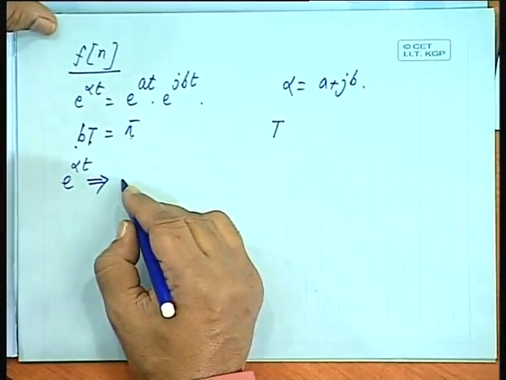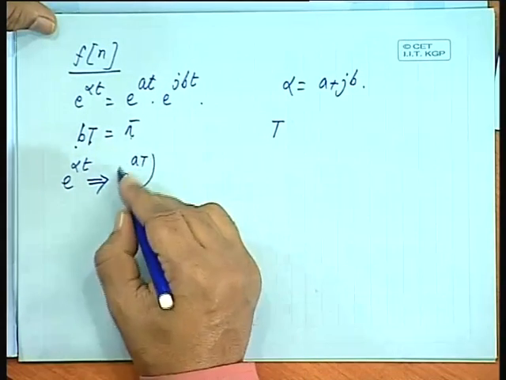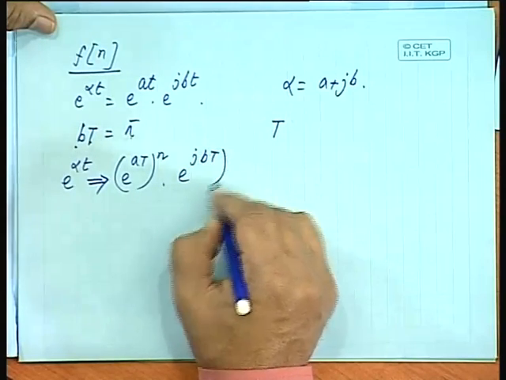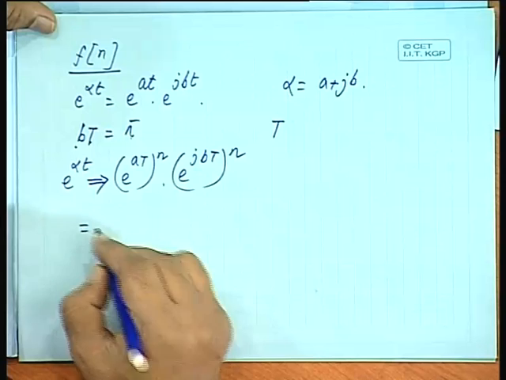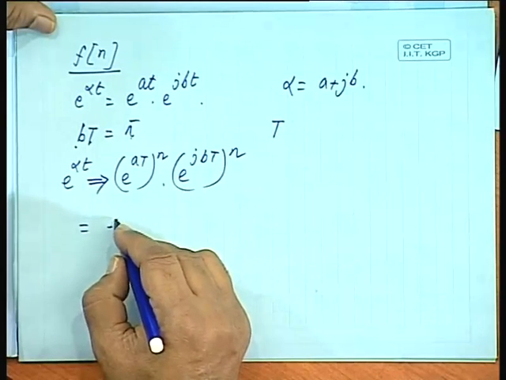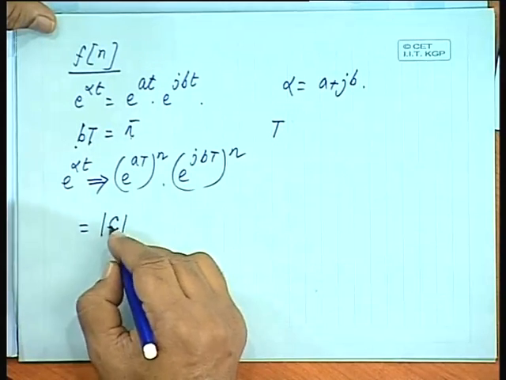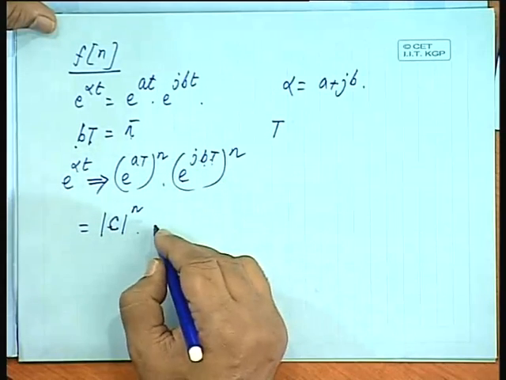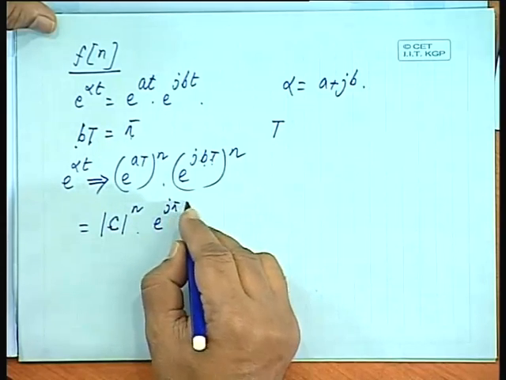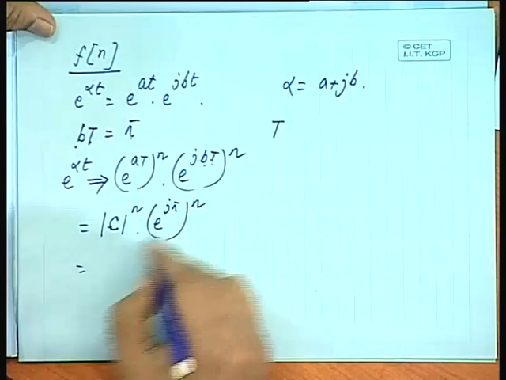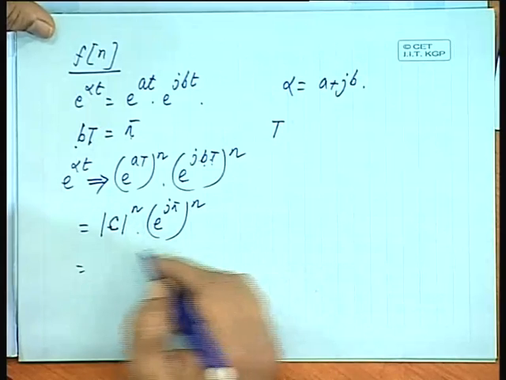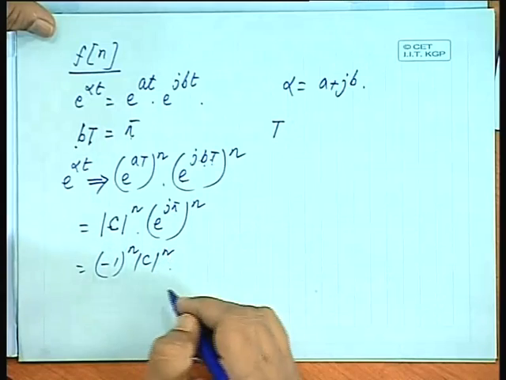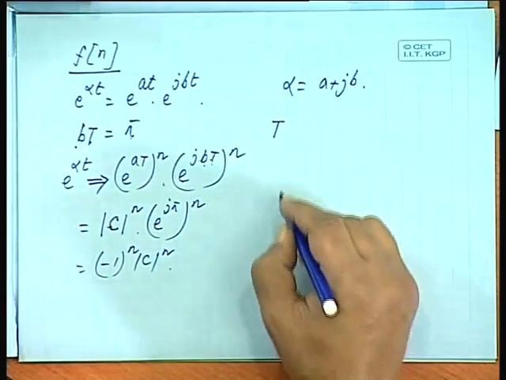Then what happens? e to the power alpha t, if I take the sampled values, will be (e to the power a t) to the power n times (e to the power j b t) to the power n. So, this is some magnitude c to the power n, e to the power j b t, and b t is pi. Therefore, this is (e to the power j pi) to the power n. And what is e to the power j pi? Minus 1. So, minus 1 to the power n times magnitude c to the power n. Is that all right?